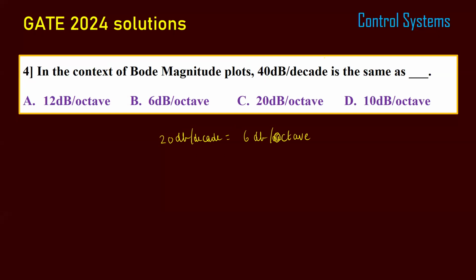Now the given value is 40 dB per decade. So we can conclude 40 dB per decade equals plus 12 dB per octave. So option A is the correct one for the given problem.